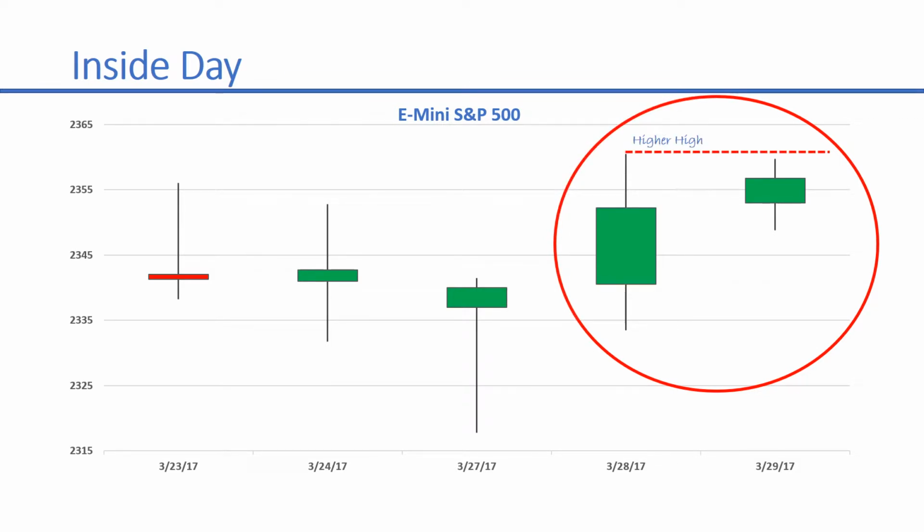Notice that the high for the 28th is above that of the 29th. Also, the low is below that of the 29th. In other words, the trading range of the 29th is completely inside the range of the previous day. This is an inside day. The first setup requirement is met.